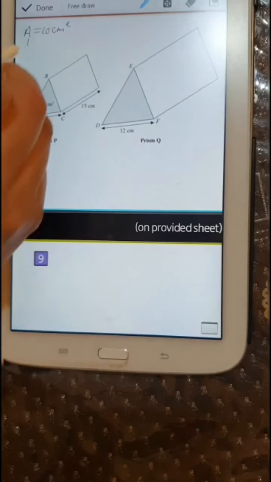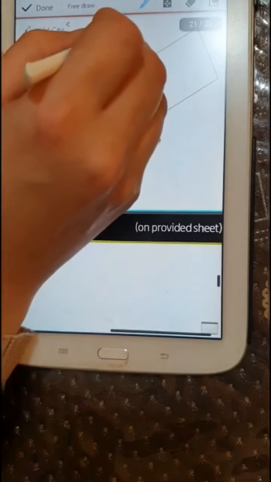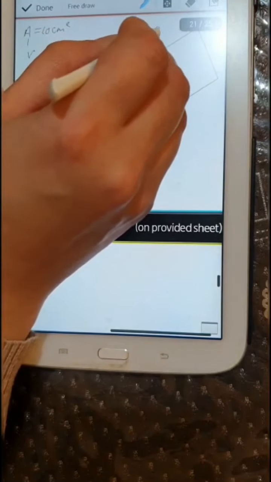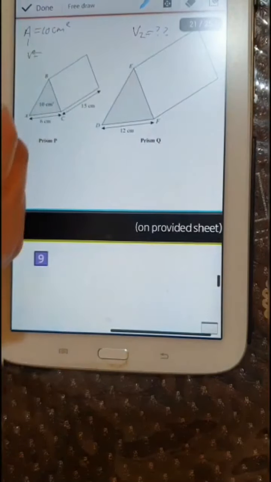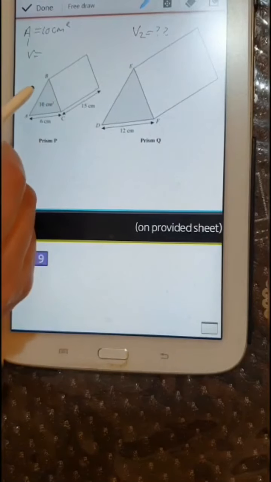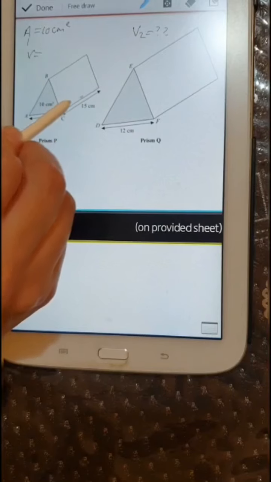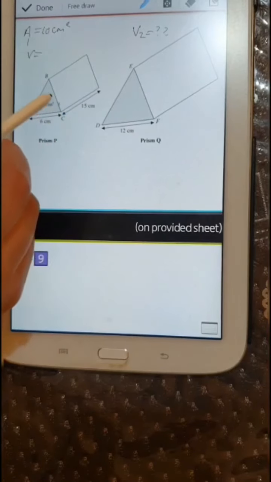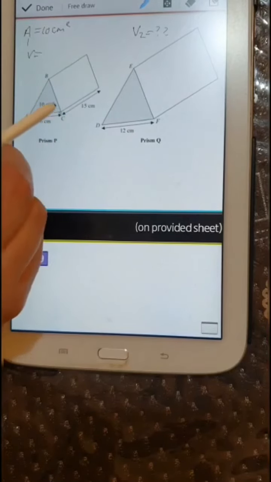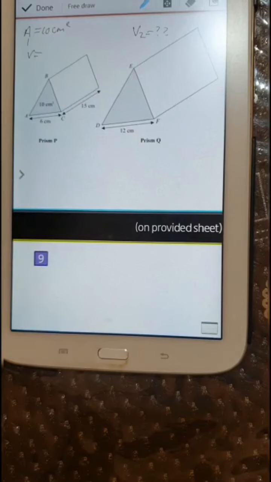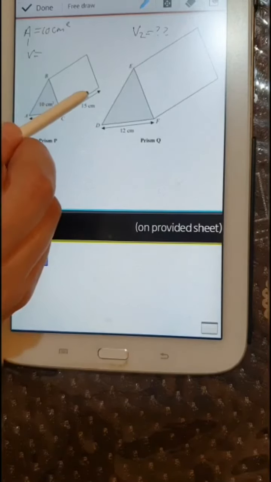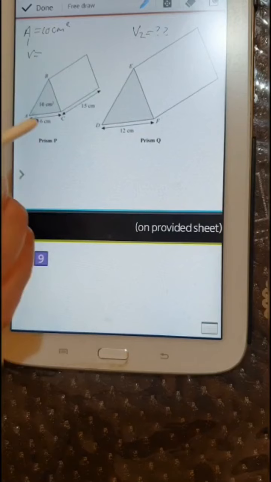What they asked me to find is the volume of the second shape. This is what I need to find. Directly I can get the volume of the first shape. I know that the volume of this shape is the area of the triangle multiplied by the length. They give me that the area of the triangle, which is the cross section, is equal to 10 centimeters squared. So I can directly multiply it by 15 to get the volume of the first shape.